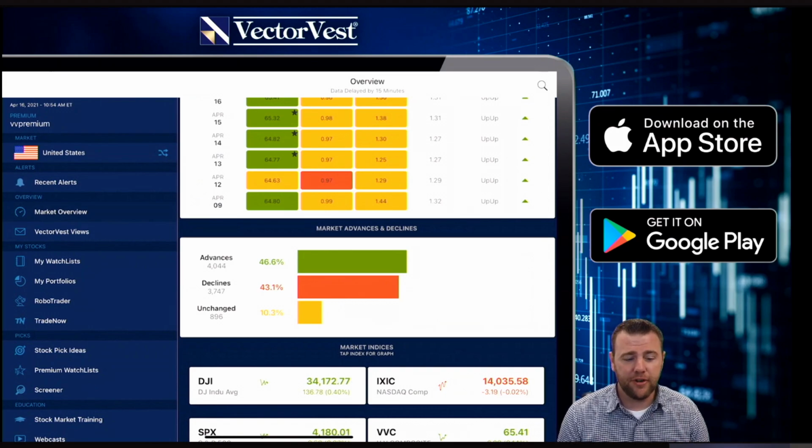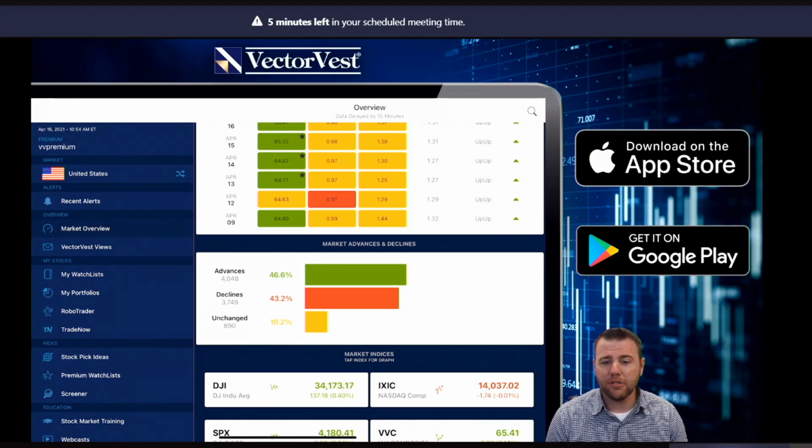If you want to see strength and you want the probability to be on your side, because investing is all about putting probabilities in your favor, we look for a 2-to-1 rate. So the market's moving higher today. We want to see twice as many stocks moving higher or advancing than declining. Right now, we're sitting at about 47% of stocks moving higher and about 43% of stocks moving lower. So closer to a 1-to-1 rather than a 2-to-1.